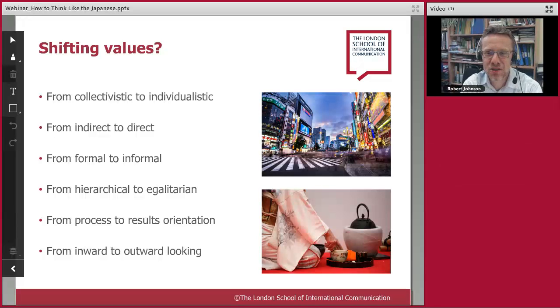So shifting values, I think Japan is a country in flux at the moment. Economically, it's in a different position to what it used to be. It's in many ways a zero growth society, and maybe a model for us in the West, certainly in Europe, to look at a culture that is a zero growth economy, but maintaining very high levels of standards of living. So I think we've got a lot to learn from Japan in that sense.